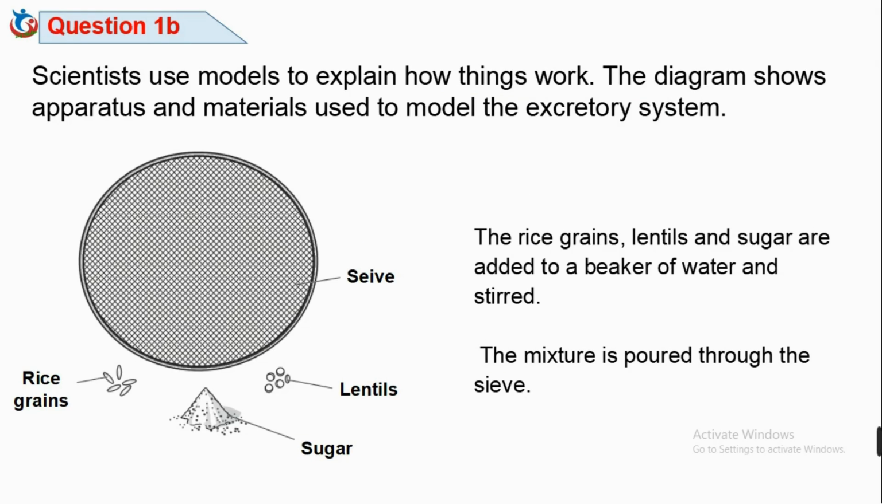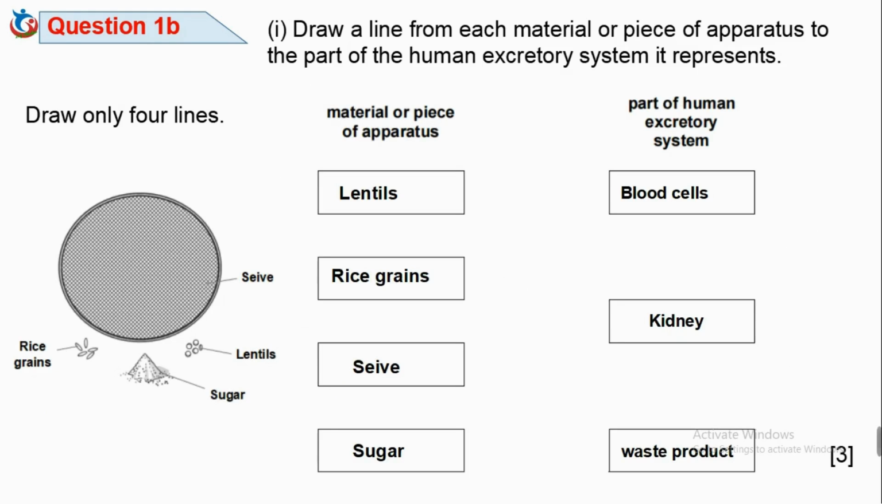Question 1b. Scientists use models to explain how things work. The diagram shows apparatus and materials used to model the excretory system. The rice grains, lentils, and sugar are added to a beaker of water instead. The mixture is poured through the sieve. 1b1. Draw a line from each material or piece of apparatus to the part of the human excretory system it represents. Draw only 4 lines.